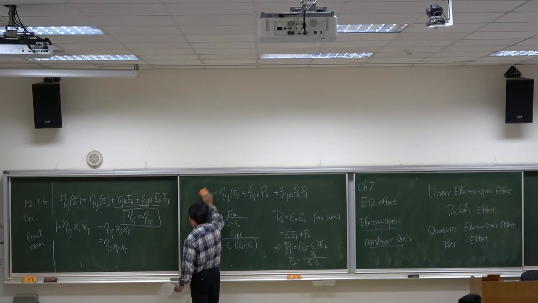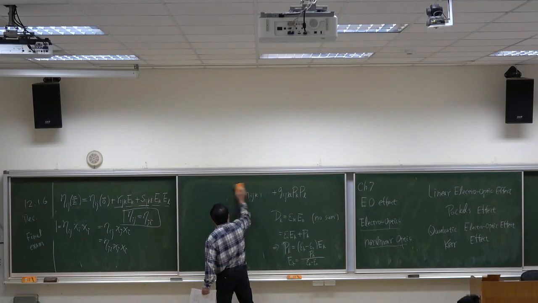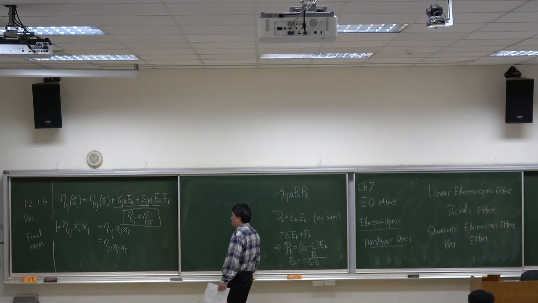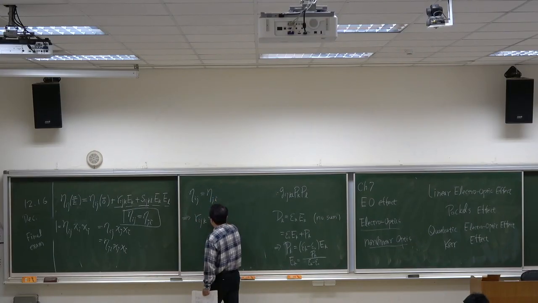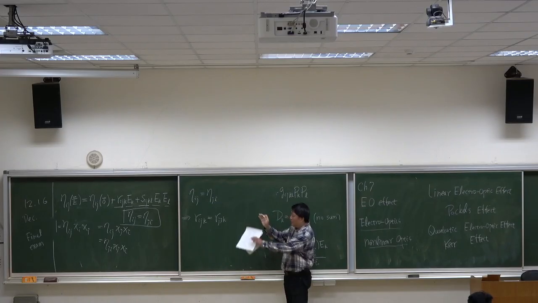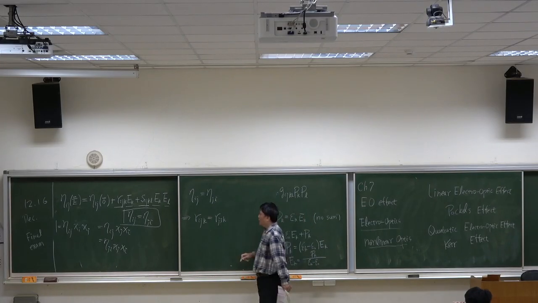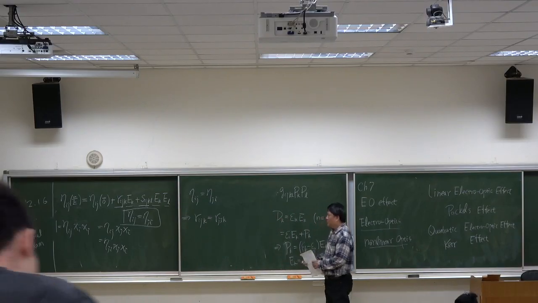So this property implies that if eta ij is equal to eta ji, then Rijk is equal to Rjik. We can exchange the order of i and j without changing the result.